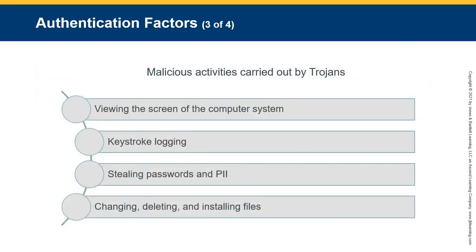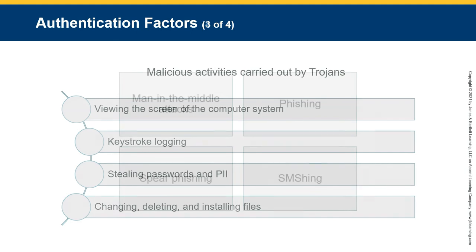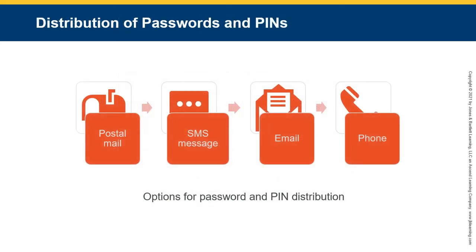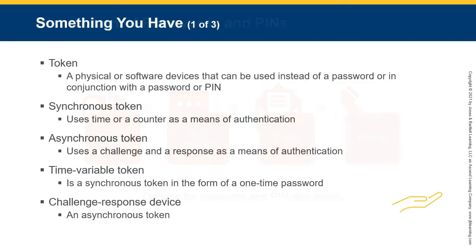Authentication factors 3 of 4. Malicious activities carried out by Trojans: viewing the screen on the computer system, keystroke logging, stealing passwords and private identification, changing, deleting, and installing files. Man-in-the-middle attacks, phishing, spear phishing, and SMS phishing. Distribution of passwords and PINs: postal mail, SMS, email are options for password distribution.